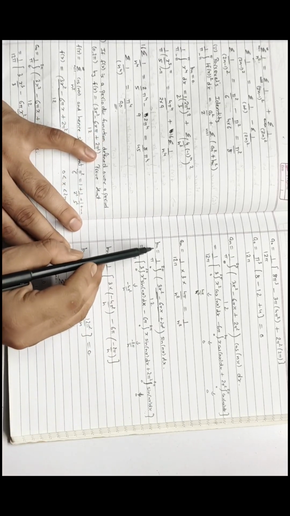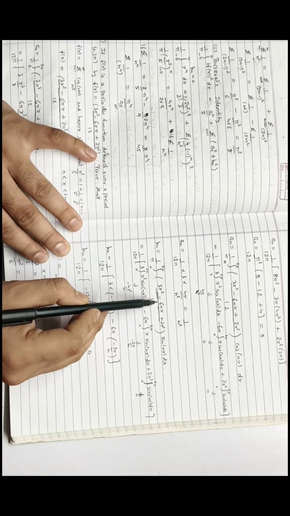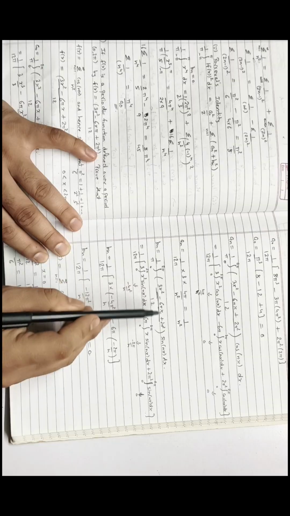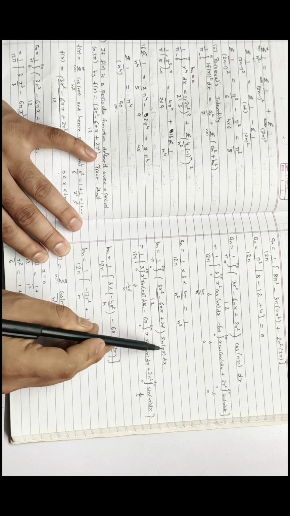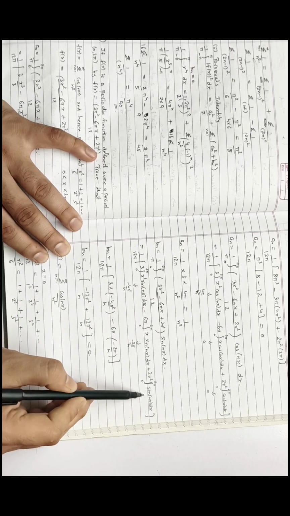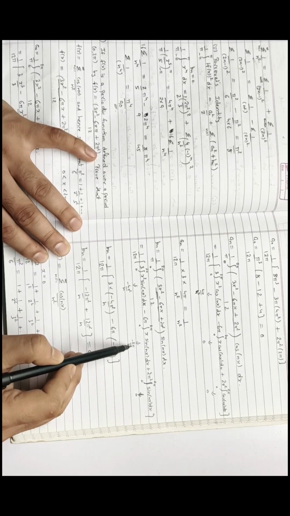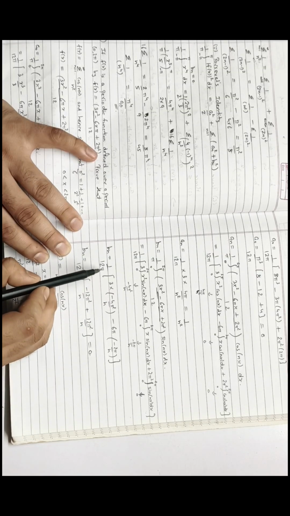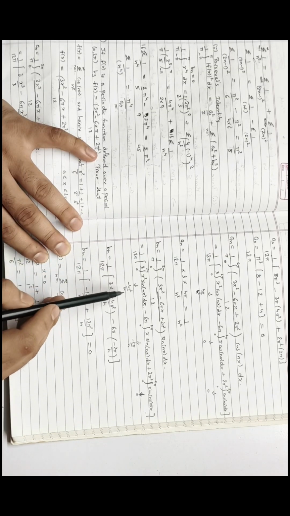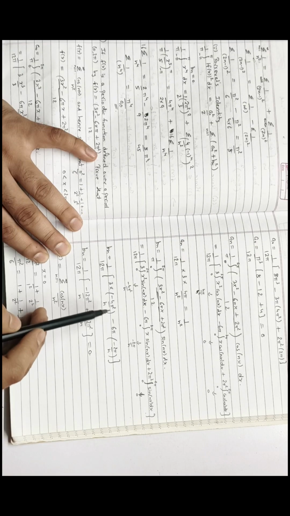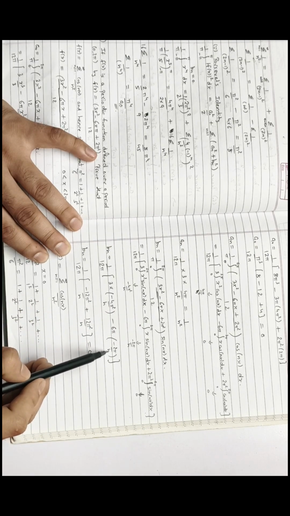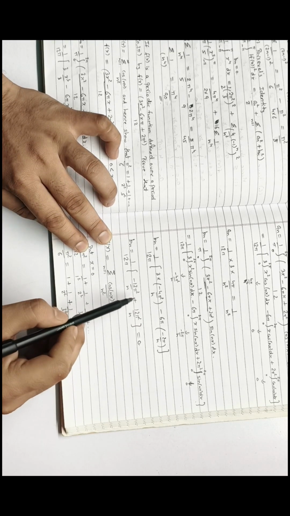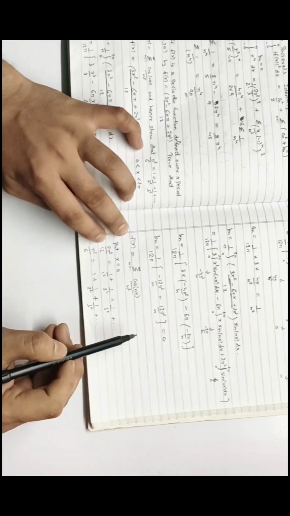So let us find Bn. Bn is equal to 1 upon pi, integral 0 to 2 pi, function into sin nx dx. Again splitting this integral into three parts: x square sin nx, x sin nx and sin nx. So this term is equal to 0. This term is equal to minus 2 pi upon n, and this term is equal to minus 4 pi square upon n. So 1 upon 12 pi, 3 into minus 4 pi square upon n, minus 6 pi into minus 2 pi upon n. So this will give me 0, because this thing and this thing are the same. So Bn is equal to 0.